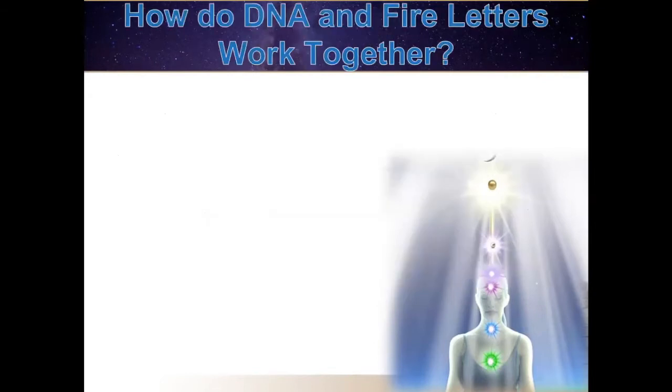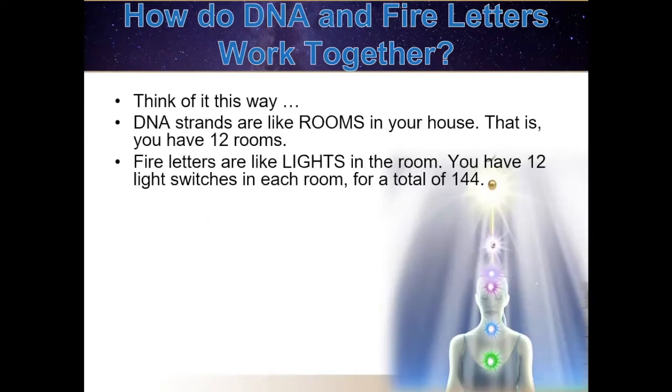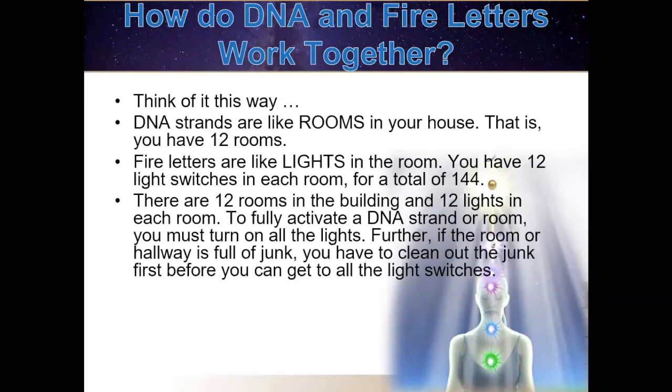So now we'll talk about how DNA and fire letters work together. Now think of it this way. DNA strands are like rooms in your house. That is, you have 12 rooms. And fire letters are like lights in the room. You have 12 light switches in each room for a total of 144. There are 12 rooms in the building and 12 lights in each room. And in order to fully activate a DNA strand or a room, you must turn on all the lights.